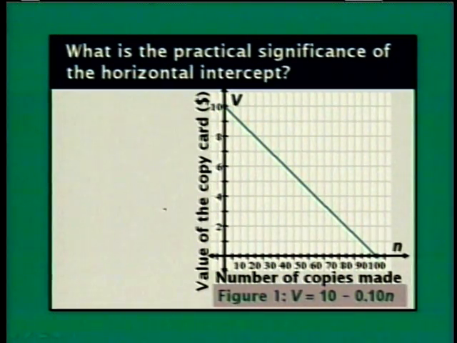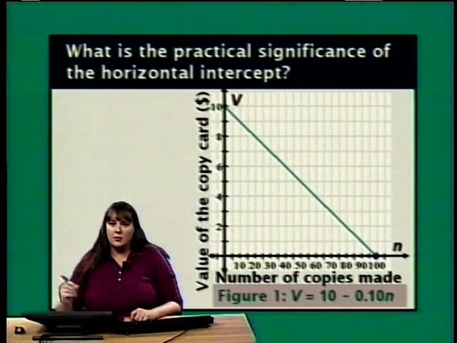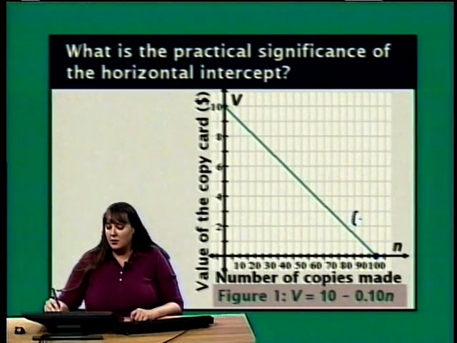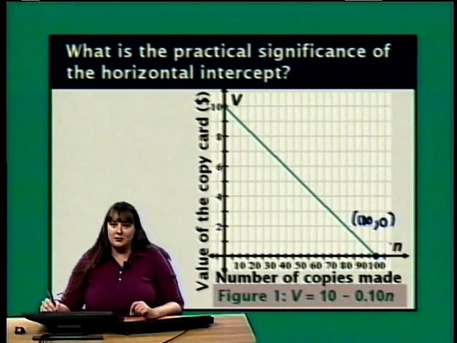Well, what's the practical significance of the horizontal intercept? Looking at our graph, we can see that the horizontal intercept is (100, 0). So the N value is 100. The number of copies made is 100. 0 corresponds to V. That tells us the value of the copy card.